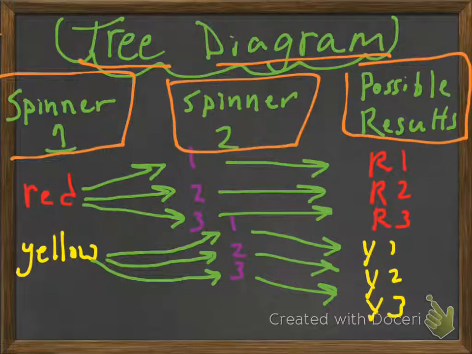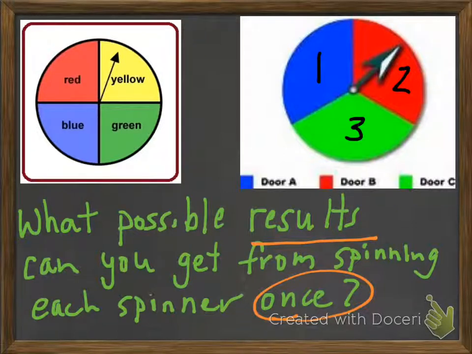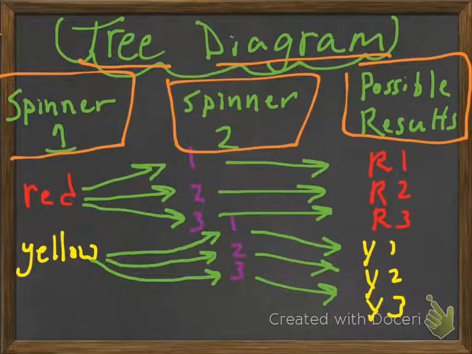If we look back here, in the first spinner we have red, yellow, blue, and green, and in spinner number 2 we have 1, 2, and 3. We're not going to go by colors on the second one, we're going to go by the numbers. So we come back to spinner number 1, we have red. If you follow the arrows, if you landed on red, the next time you spun the second spinner, you can only get a 1, a 2, or a 3.